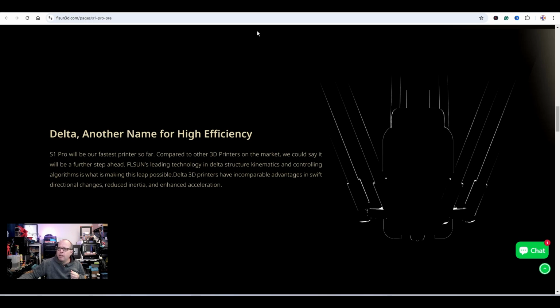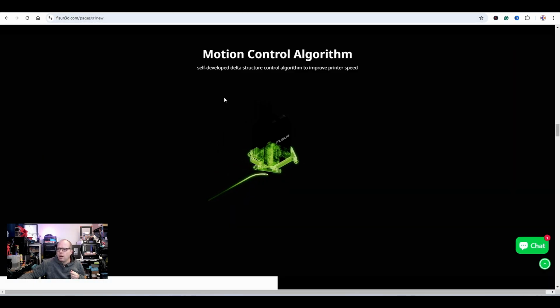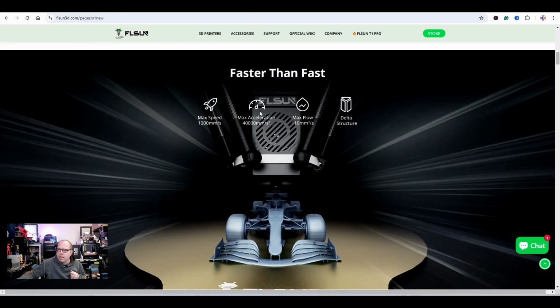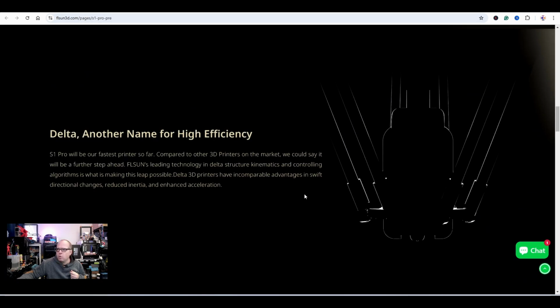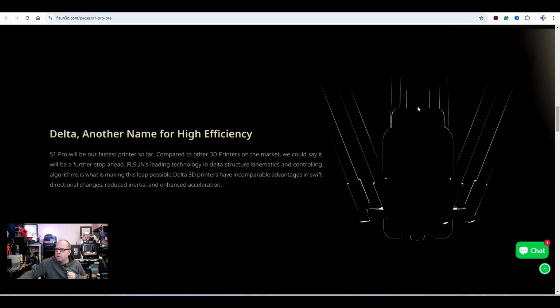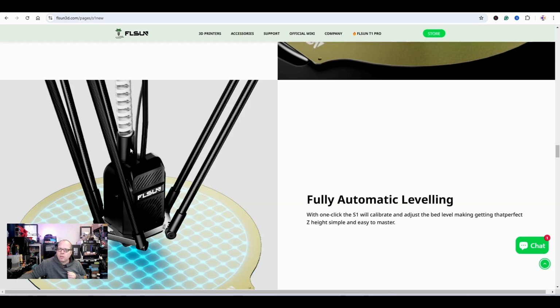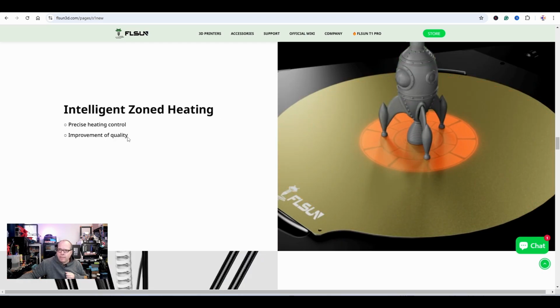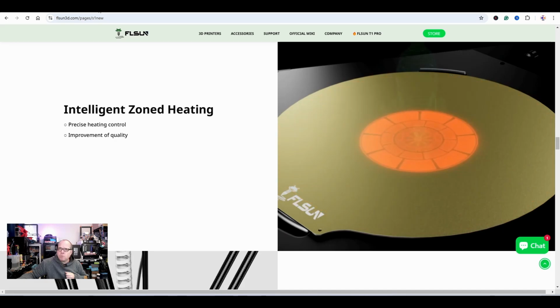If I see this here, it reminds me of the other tool heads. So basically here you see the tool head, and it is not going to be any different. So like mentioned, here we have this little duct, or this little tube, and in front of it the wires that are needed for the additional hardware, like the hot end. So intelligent zone heating, so precise heating control. This was on the S1 Pro.